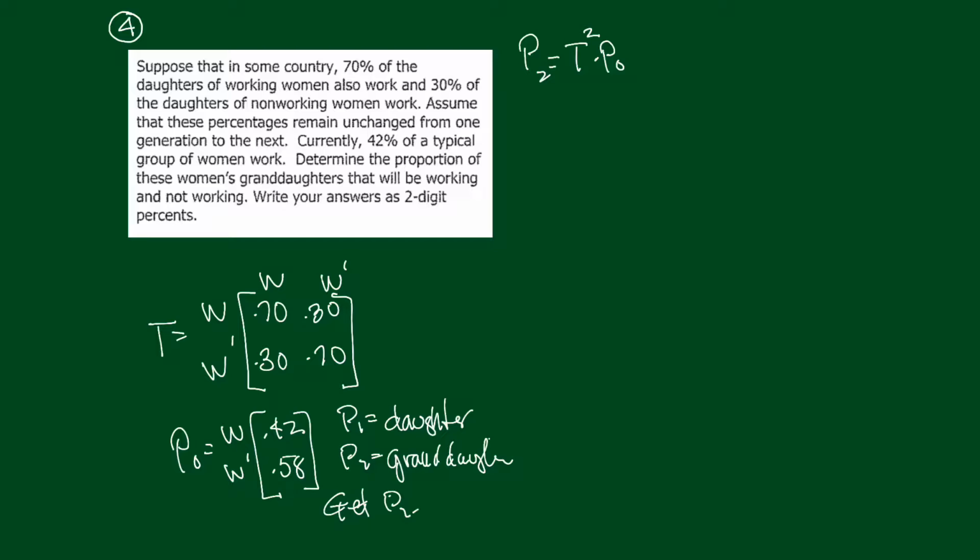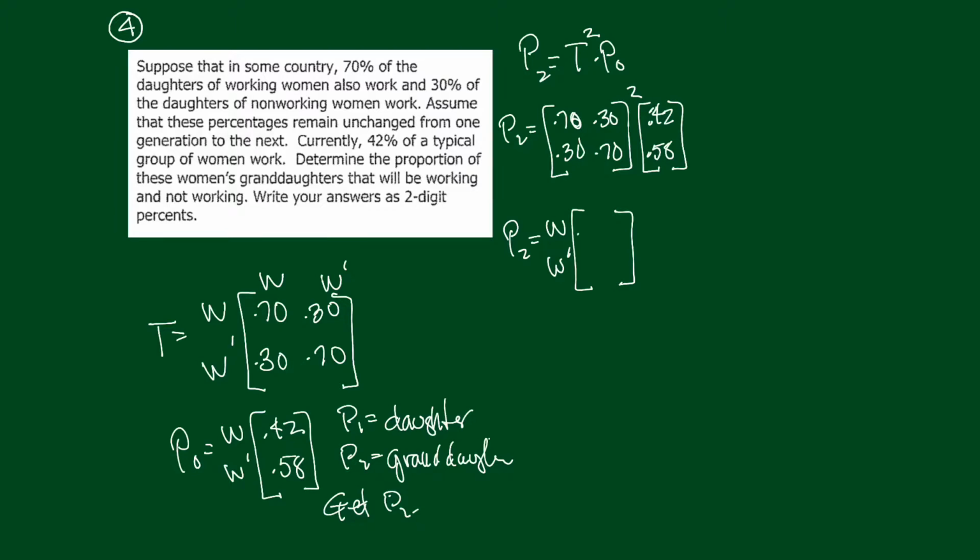So when we compute this, we'll get P2 equals 0.70, 0.30, 0.30, 0.70. I'm going to put that into my calculator and square it, and then multiply it by 0.42, 0.58. So I did this, and on my calculator, I got 0.4872 and 0.5128, but we want to write it with two decimal places.